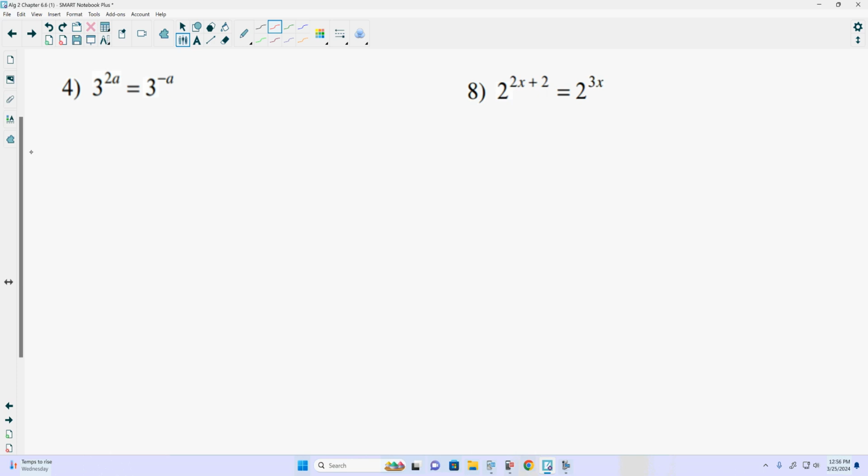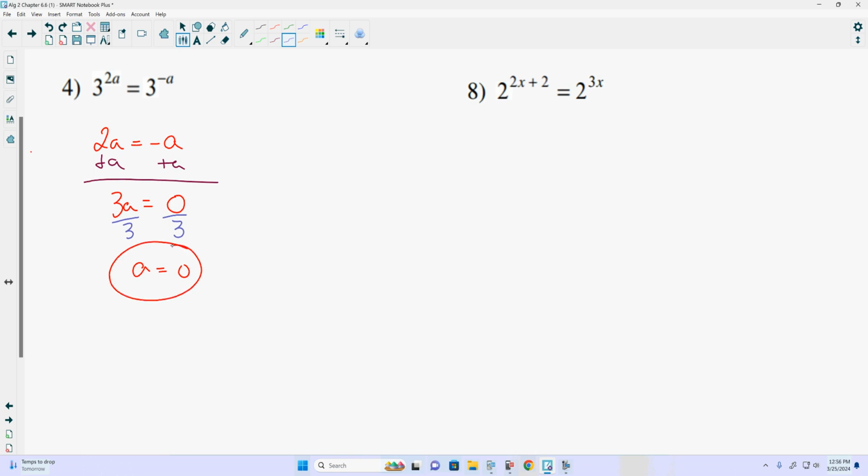Number 4, 3 to the 2a is equal to 3 to the negative a. Since the bases are the same, the exponents have to be equal. So our 2a is equal to negative a. We can add a to both sides. 3a is equal to 0. Now there's two different ways we can go about doing this, because we do need to solve for the value of a. If we have two or more things multiplied together to equal 0, one of them must be 0. Or we could subtract the 2a, and that would, instead of giving us 3a equals 0, give us negative 3a equals 0. We can divide by negative 3, and we get a is 0. So either way, a is 0.